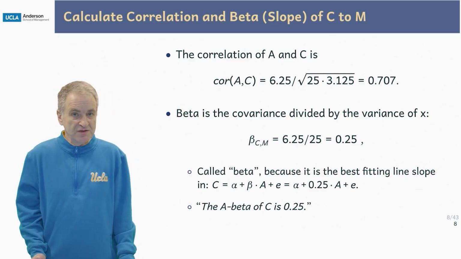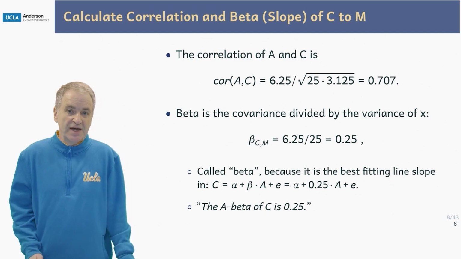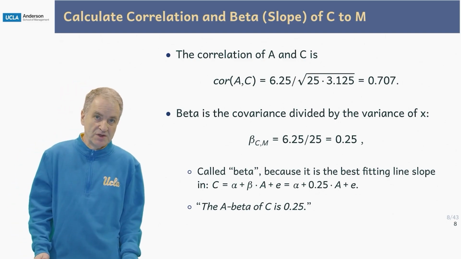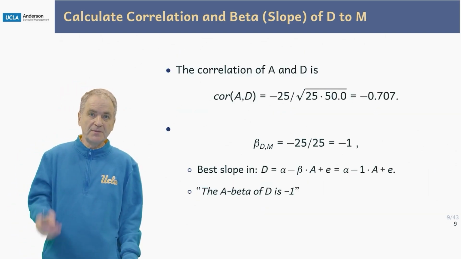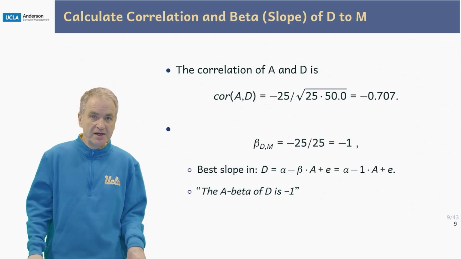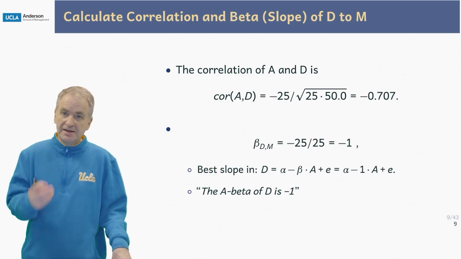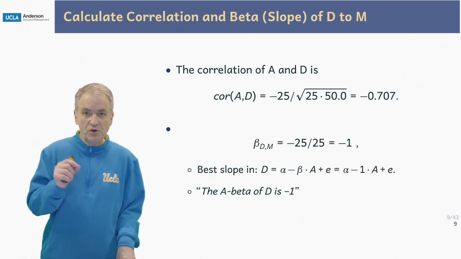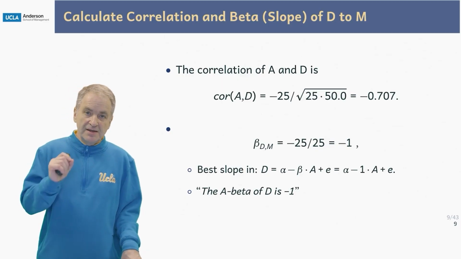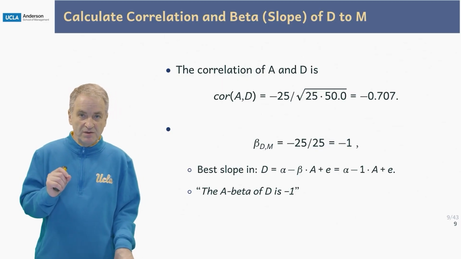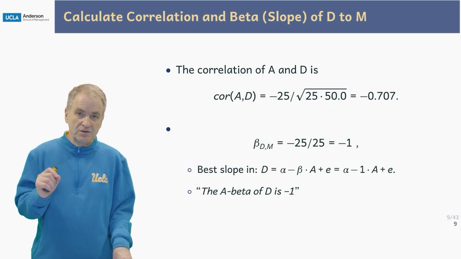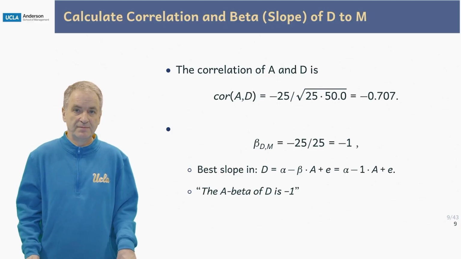If you want, you can stop here for a moment and just calculate it yourself before I show it to you. Here is the same thing. The correlation of A and D is now negative. It's minus 0.707. And the beta of D with respect to the market now turns out to be minus 1.